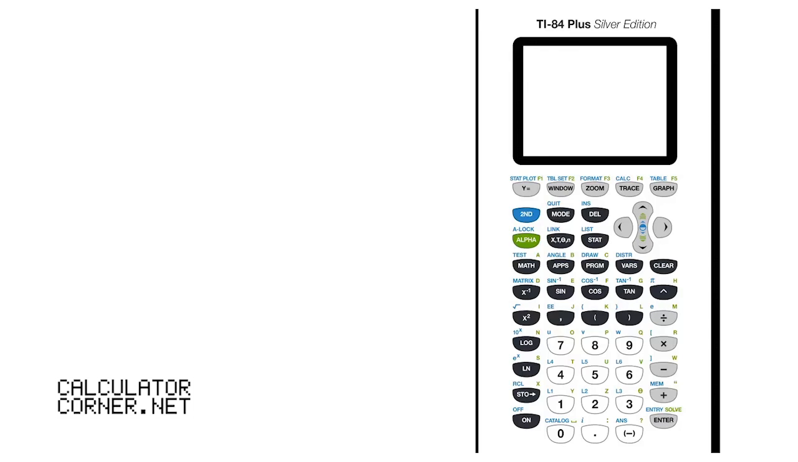Welcome to Calculator Corner. In this episode, we're going to learn how to factor a quadratic using the TI-84 Plus. So first off, our quadratic polynomial to factor is x squared minus 32x plus 247. Because of the size of the numbers, this seems like a daunting task. Let me show you how to use the calculator to solve this problem.